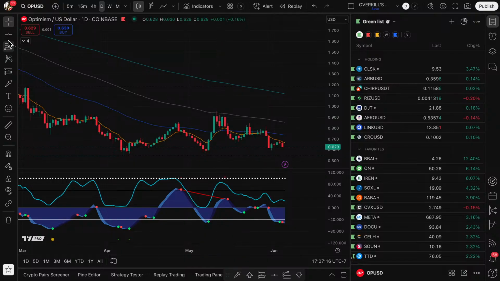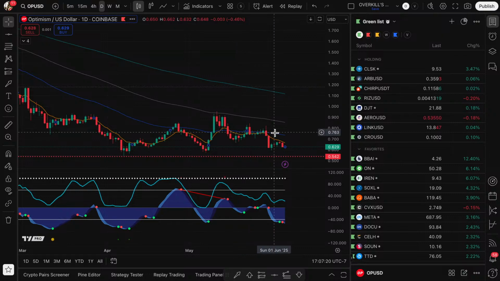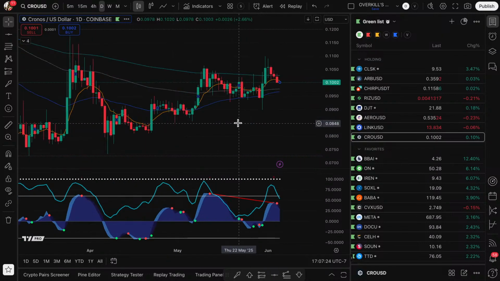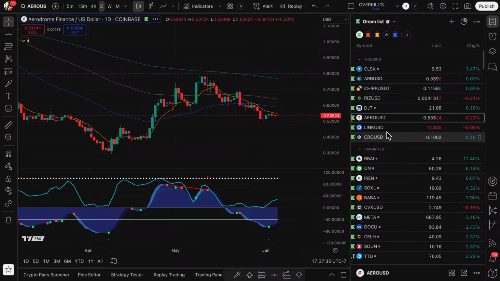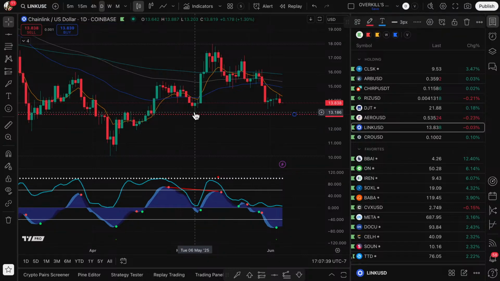Okay, this one has a bottom right there at around 0.54, but it's pretty weak. It has failed to get back up over those EMAs. Names that are showing strength have broken out over those EMAs, and they're holding it. Like CRO, it's holding on to its EMAs. ARB, not quite holding on. AERO, not quite holding on. Chainlink, not quite holding on, but they are holding these lows from back here in May.